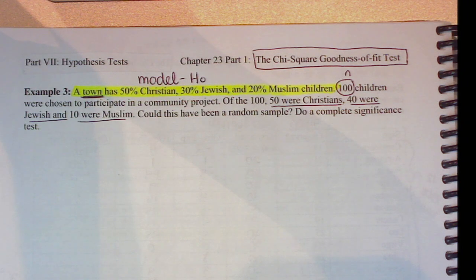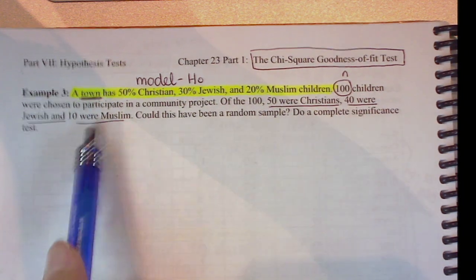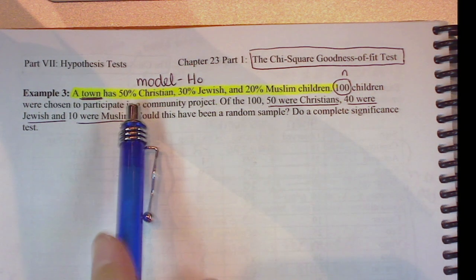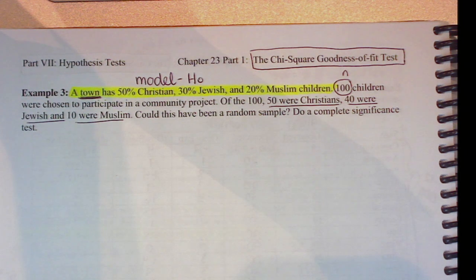So it says, do a hypothesis test. And I know this is a goodness of fit test because I have 50 as an observed value, 40 as an observed value, and 10. So there's more than 2, so I can't do a z-test, I can't do a t-test. If the model said the town has an equal number of Christian, Jewish, and Muslim kids, then my expecteds would be equal, but it doesn't. It says the percentages are different. So let's do our test.